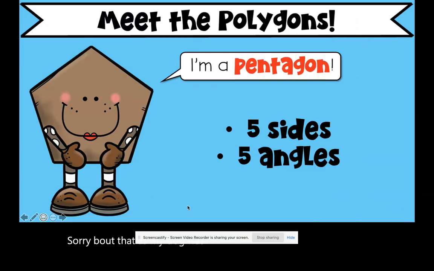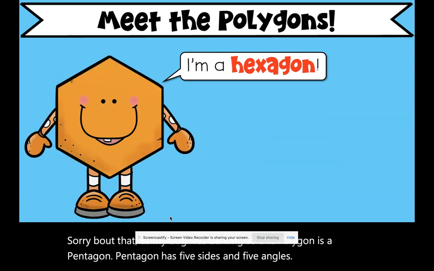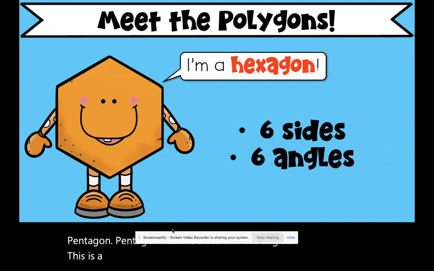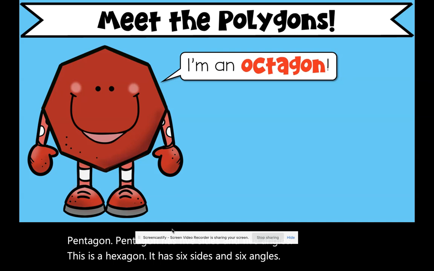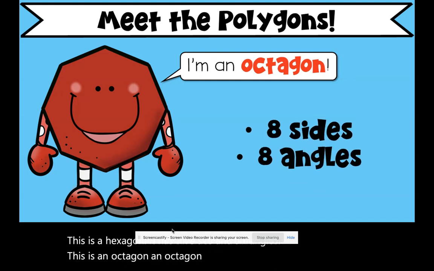So this polygon is a pentagon. A pentagon has five sides and five angles. This is a hexagon. It has six sides and six angles. This is an octagon. An octagon has eight sides and eight angles.